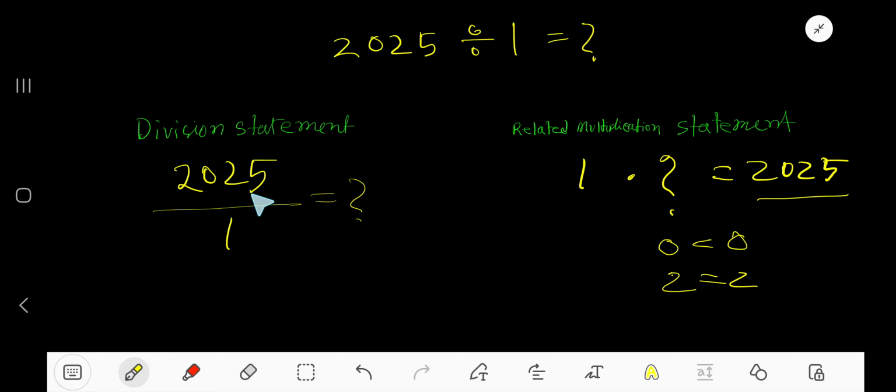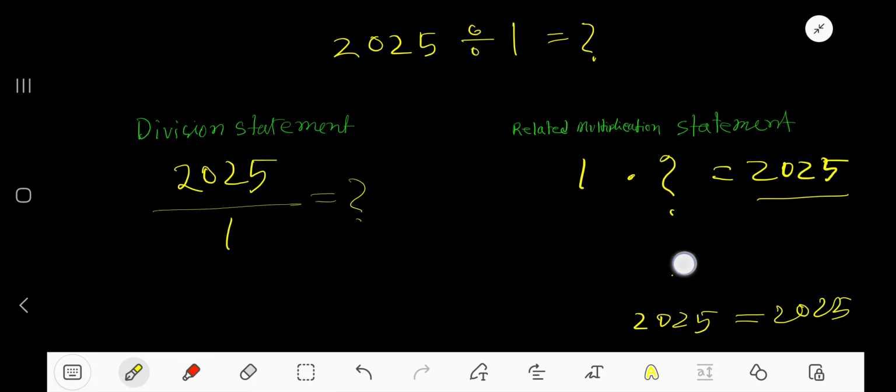Only 2025 times 1 equal to 2025. So this 2025 is similar to this 2025. So our answer is 2025. Okay, I hope you have understood.